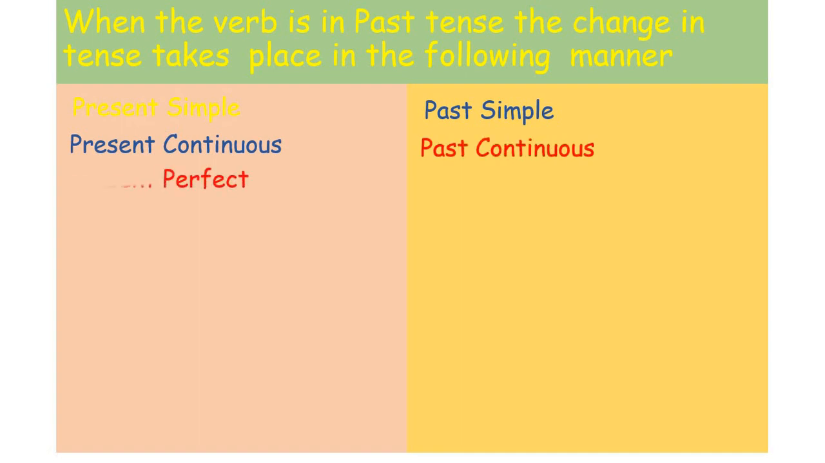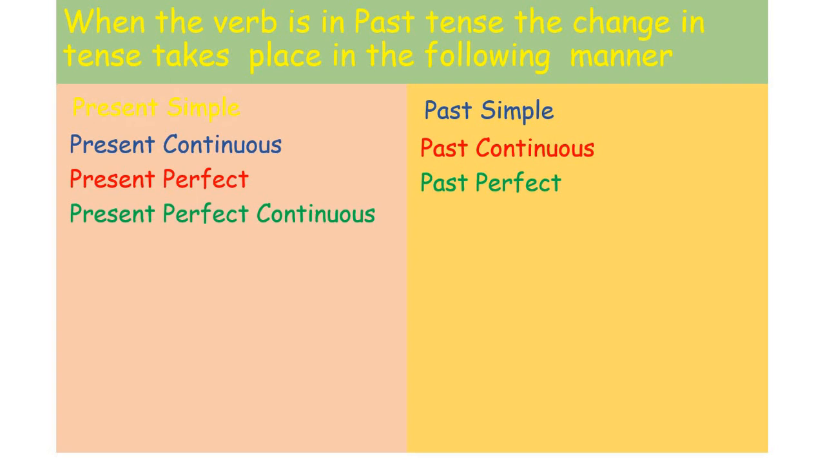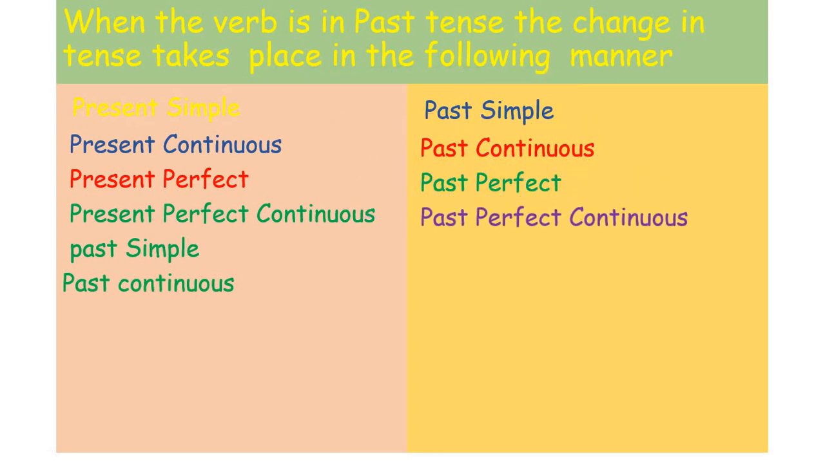Then the present perfect will convert into the past perfect. Then the present perfect continuous will convert into the past perfect continuous. Then past simple will convert into past perfect, and past continuous will convert into past perfect continuous.